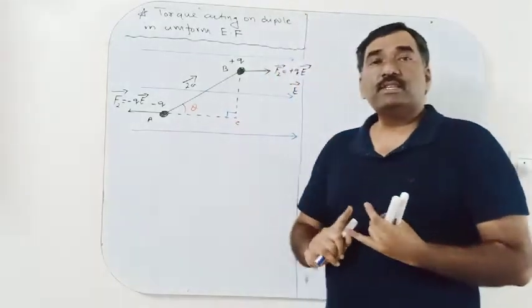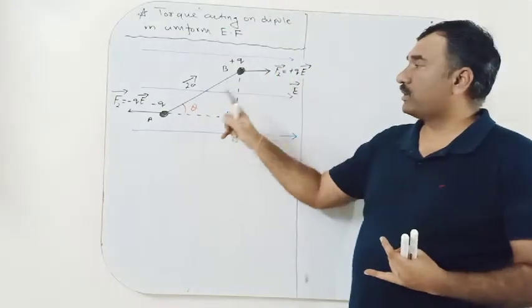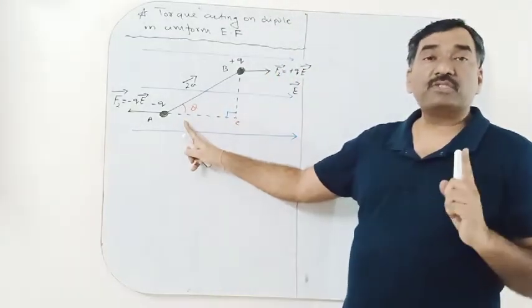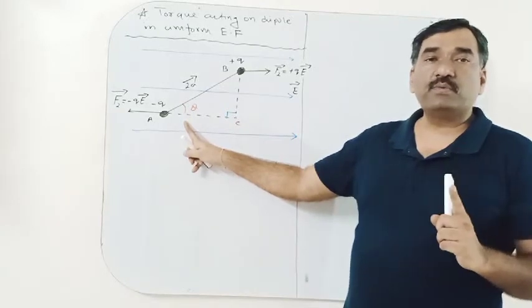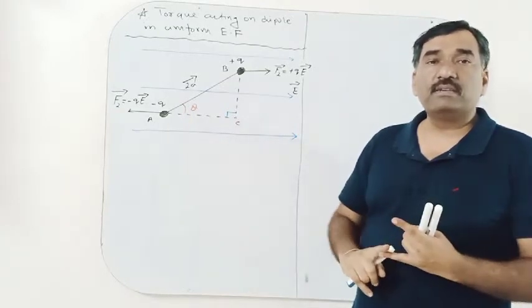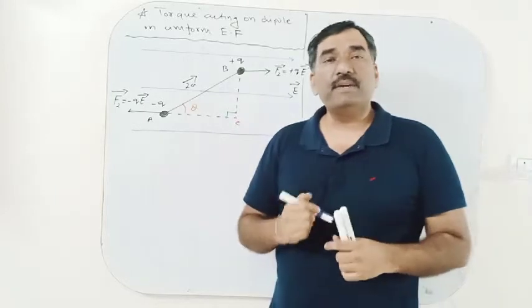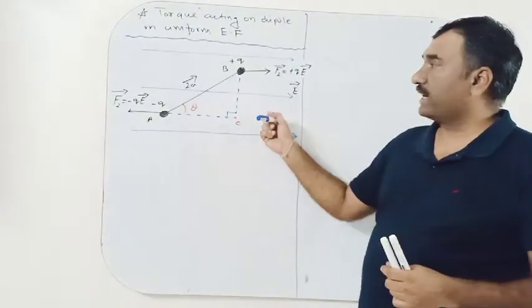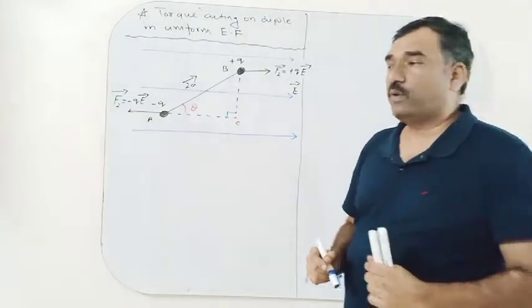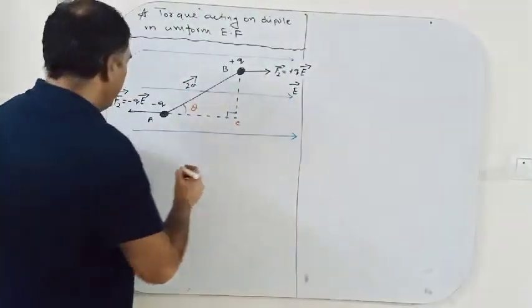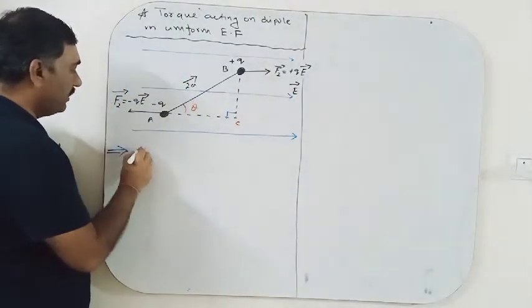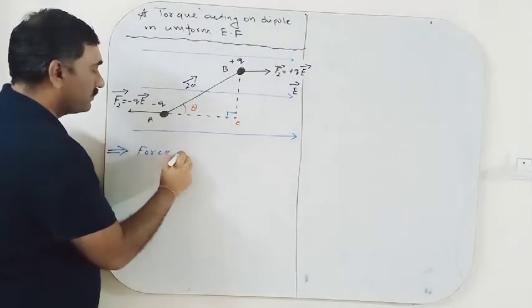These two forces are equal in magnitude, opposite in direction, as well as non-collinear, and they produce a resultant torque, which is known as a couple. Today we are going to derive the formula for the torque acting on the dipole when it is placed in a uniform electric field.